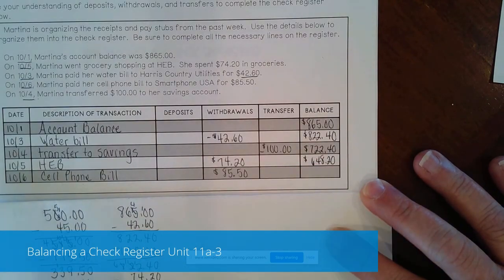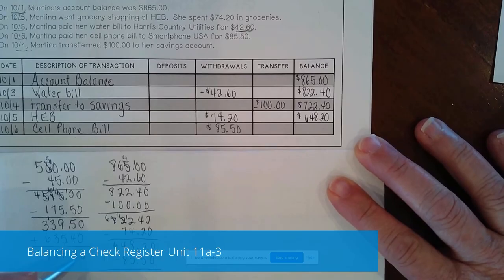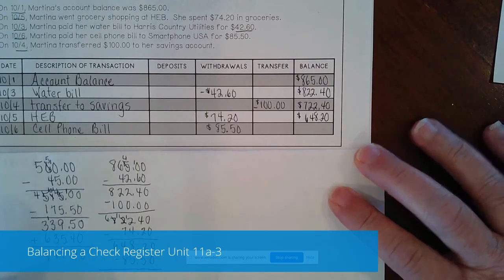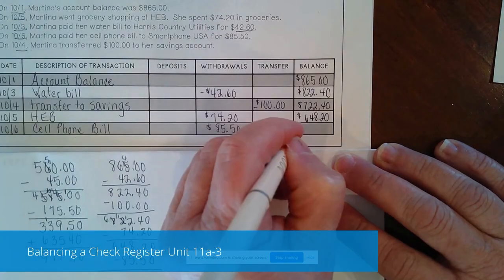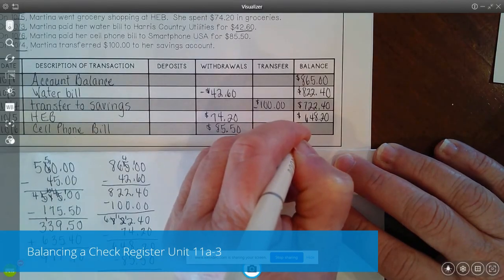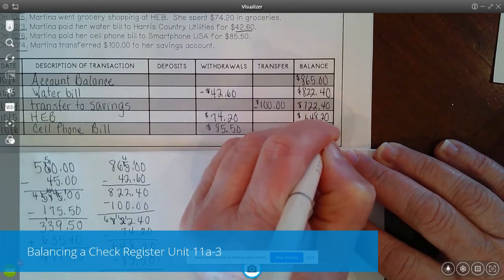And last is $85.50. Stop the video and do the math on that one. Oops, I was running out of room there. Go ahead and do the math on that one. The math on that one, you should end up with a balance of $562.70.